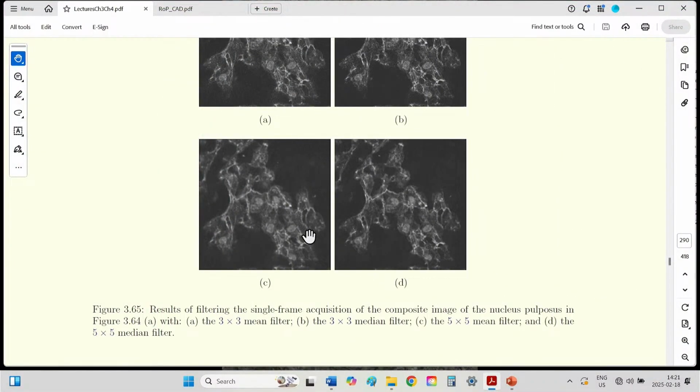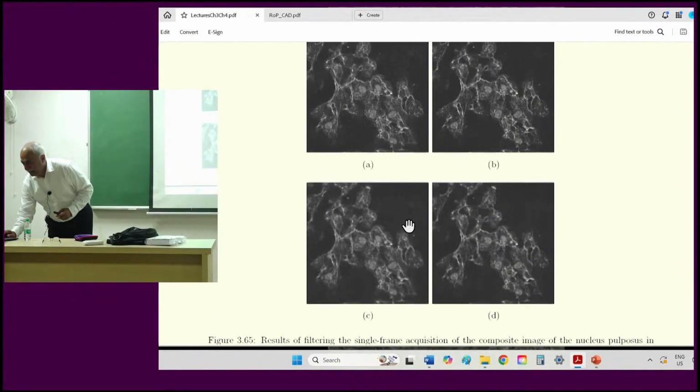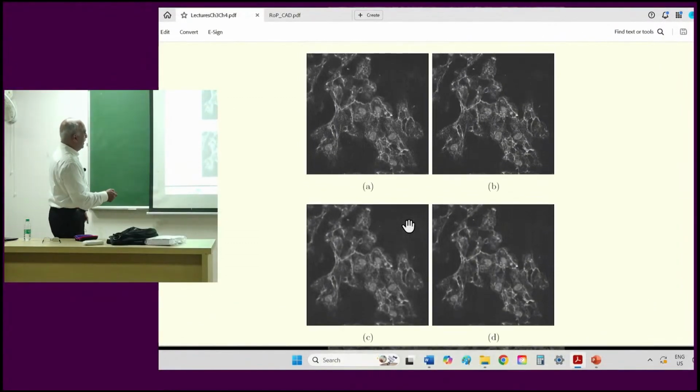Now, suppose you cannot acquire multiple frames. You could try filtering one frame: 3x3 mean, median, 5x5 mean, median. You see blurring. The noise is reduced. The median is better, but the mean blurs the edges. Again, there could be some blurring in the projection. If you take the original PDF file and zoom in, you can see the details.